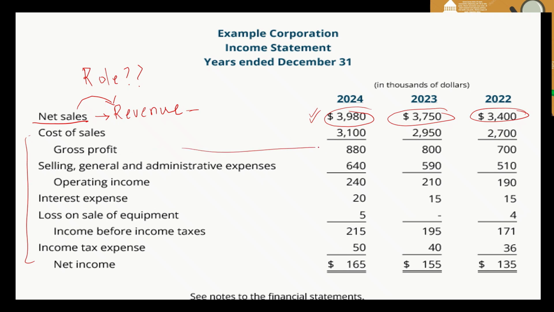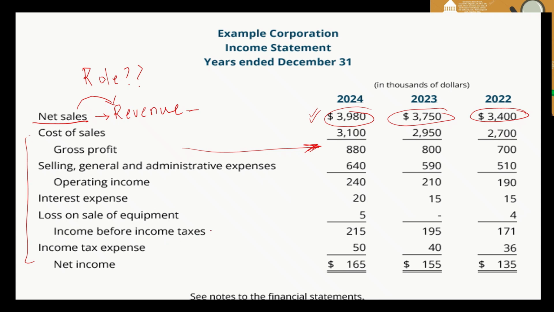The gross profit is not yet net profit. Some costs still need to be deducted from it. So you deduct selling, general, and administrative expenses after you get the operating income. From operating income, you subtract interest expense. Then again, you subtract the loss on the sale of the equipment.